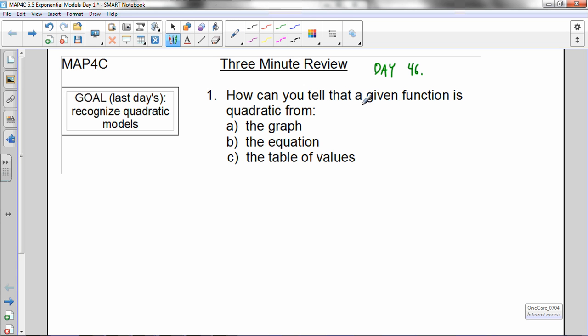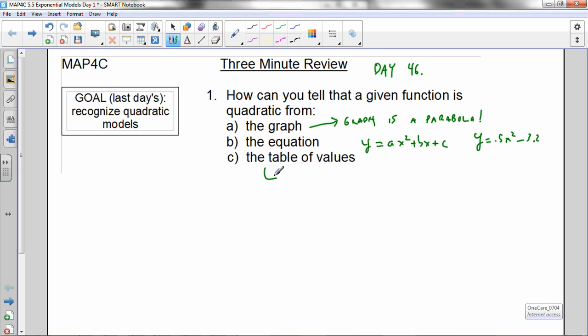So how can you tell a function is quadratic from the graph? Well, the graph is a parabola, right? As long as we can recognize a parabola, we can tell that it's quadratic. From the equation, remember, it looks something like this. It's got a squared in it, right? Where A, B, and C are just numbers. So it might be something like 0.5x squared minus 3.2 or something like that. Then B would be 0 in this case. But when we see an x squared in it, that means it's quadratic.